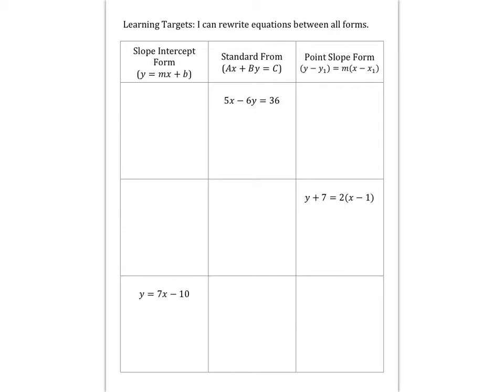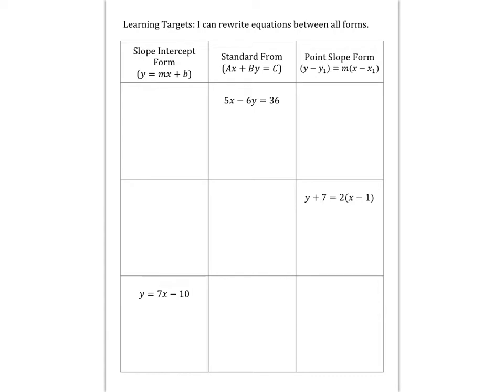Hello, and today's learning target is I can rewrite equations between all forms. So today we are going to go back and forth between different forms such as slope-intercept form, standard form, and point-slope form. So let's remind ourselves of what each form is. Slope-intercept form is y equals mx plus b, where m is the slope and b is the y-intercept.